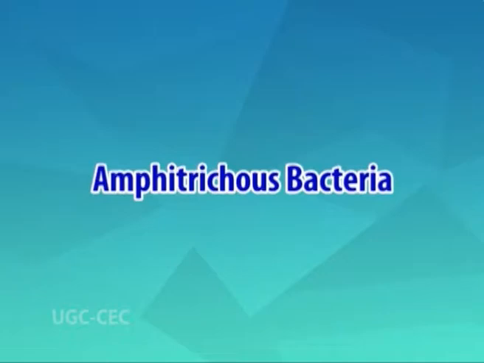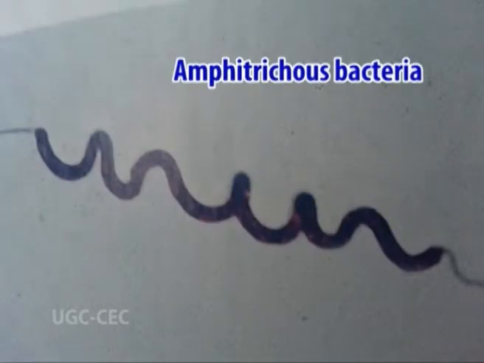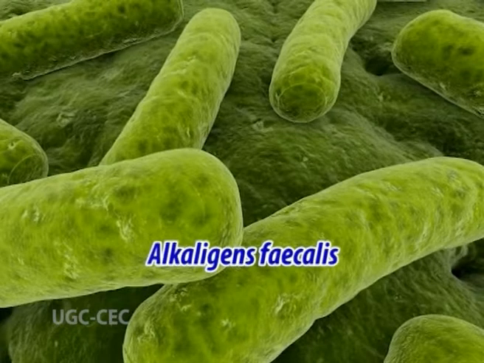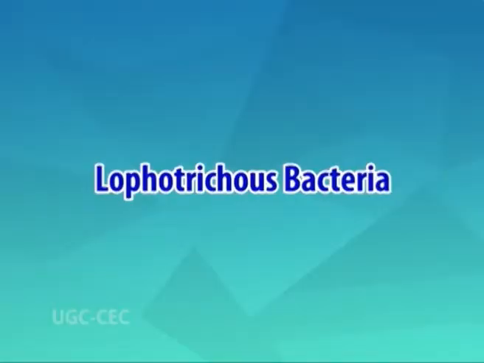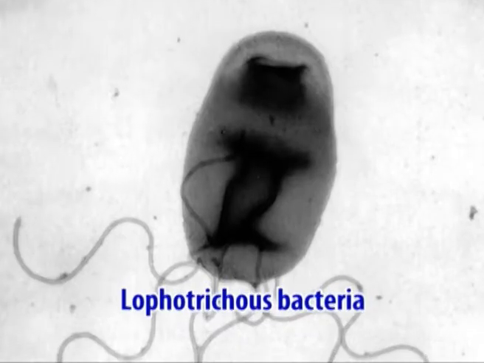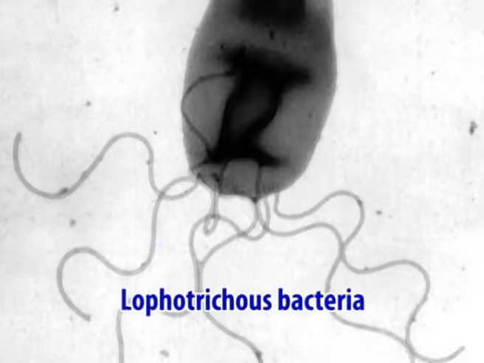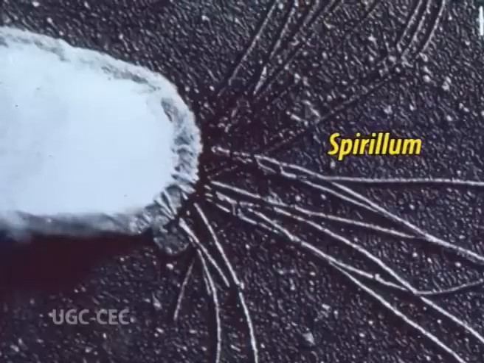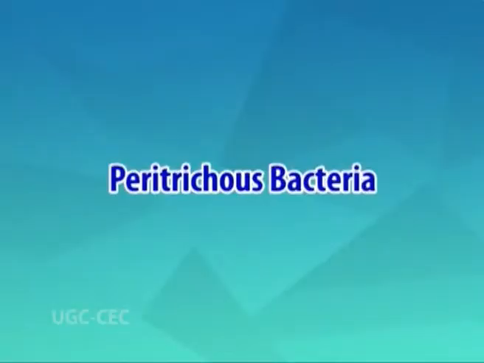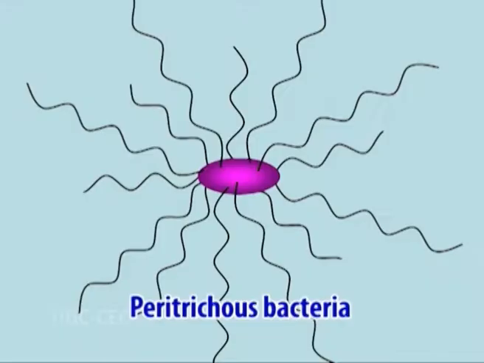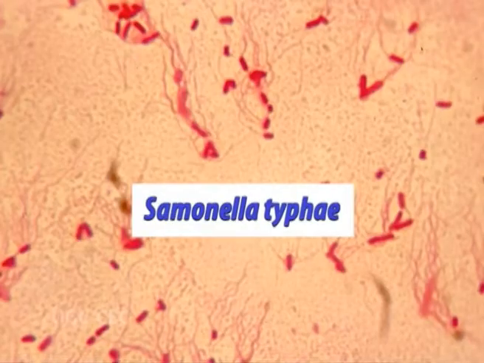Amphitrichous bacteria have one flagellum on each side. Example, Alcaligenes faecalis. Lophotrichous bacteria possess tufts of flagella at one or both sides. Example, Spirillum. Peritrichous bacteria have numerous flagella all over the bacterial body. Example, Salmonella typhi.